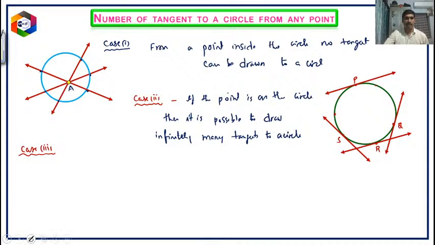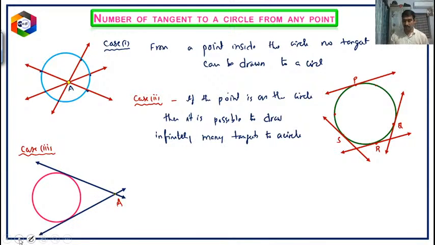Now the third case, let us observe here. So this is the circle. Now there is a point which is outside of the circle that I have considered. Let us name this point A. Now from this point I am going to draw the tangents to the circle. On this side one tangent is possible, and on this side also. So I am going to name them AB and AC. AB and AC are the two tangents which can be drawn.